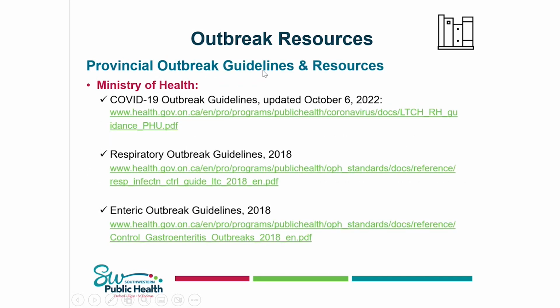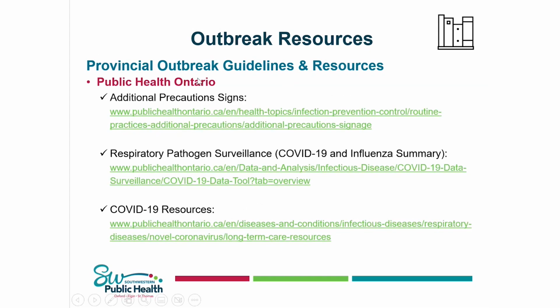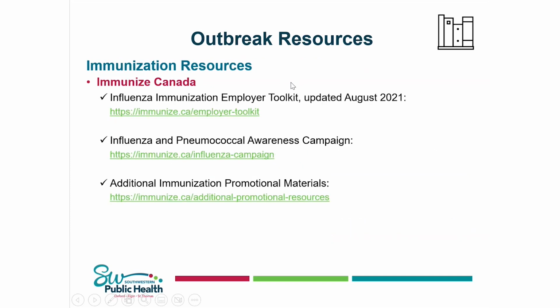And then these are just website links to provincial outbreak guidelines and resources, so I won't go through these in detail. You'll have a copy of this presentation with direct links to the COVID outbreak guidelines, respiratory outbreak guidelines, and enteric outbreak guidelines. And then some Public Health Ontario links as well that Rodora had covered in her presentation. And immunization resources as well, links to Immunize Canada for the flu toolkit that was updated in August 2021, and then just some promotional materials for pneumococcal and other adult immunizations. And that's it.